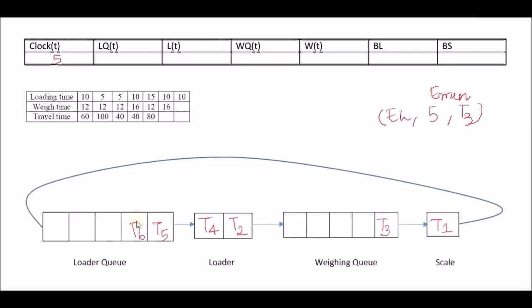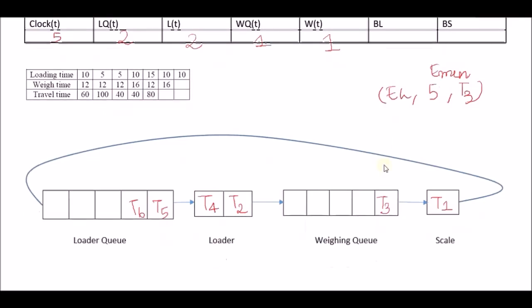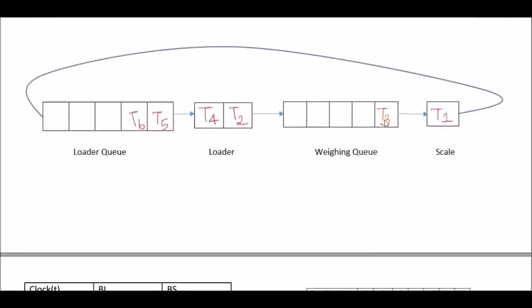You can fill this table. So how many are there in the loader queue? 2. How many are there in the loader? 2. How many are there in the weighing queue? 1. How many are there in the weighing? 1. We'll calculate this in a minute. But first, let's write the future event list. So how do we write the future event list?